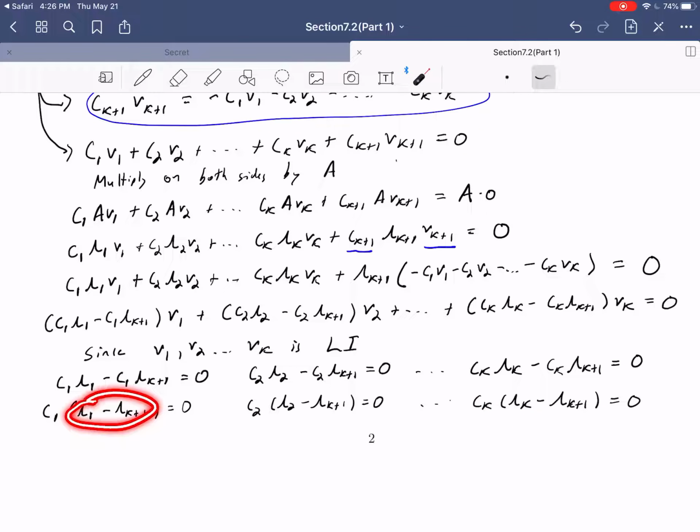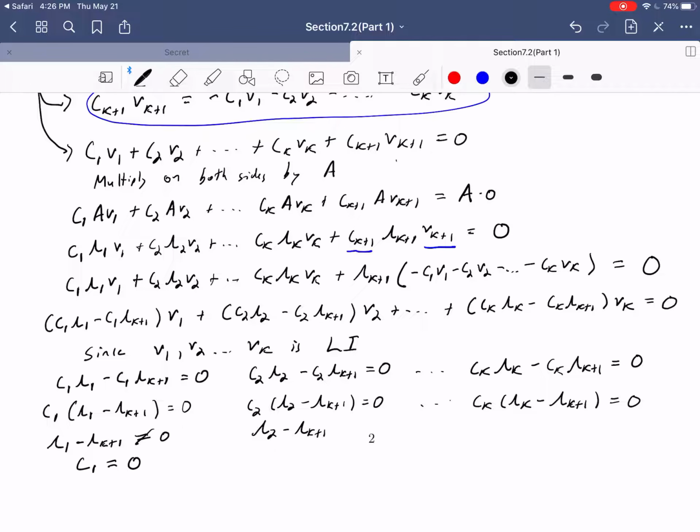But remember, these differences, lambda 1 minus lambda k plus 1, lambda 2 minus lambda k plus 1, lambda k minus lambda k plus 1, cannot be 0. These can't be 0 because we assumed all the eigenvalues are distinct values, meaning they can't be the same, so these cannot be equal to 0. So lambda 1 minus lambda k plus 1 is not equal to 0, which means c1 must be 0. If you have a product of two things equal to 0, and one of them can't be 0, then the other must be 0. Lambda 2 minus lambda k plus 1 can't equal 0, so that means c2 is 0.